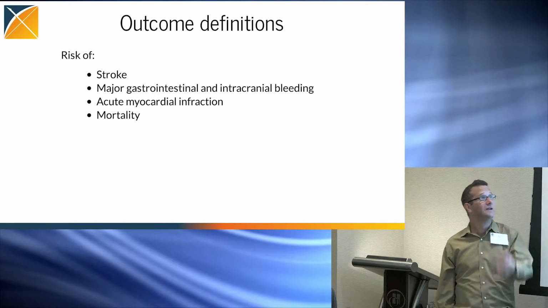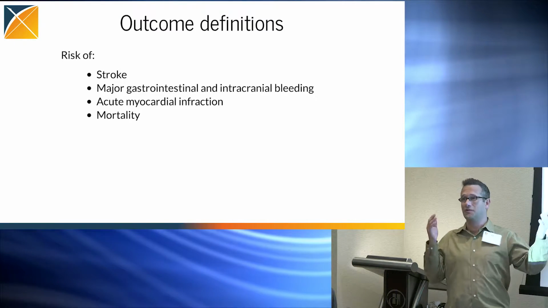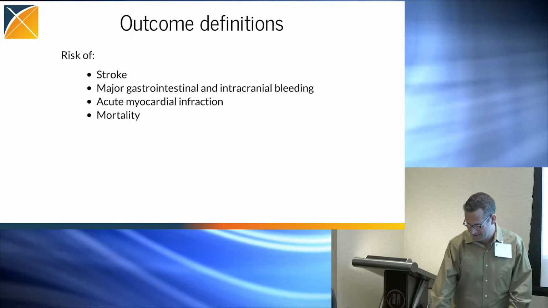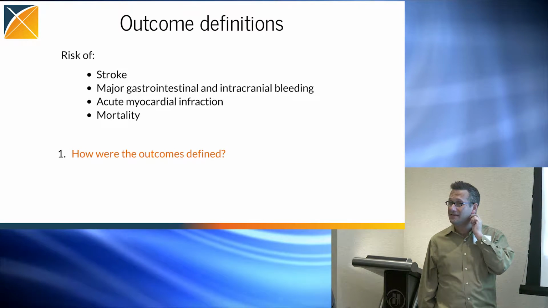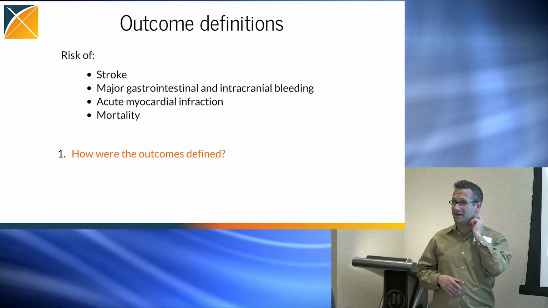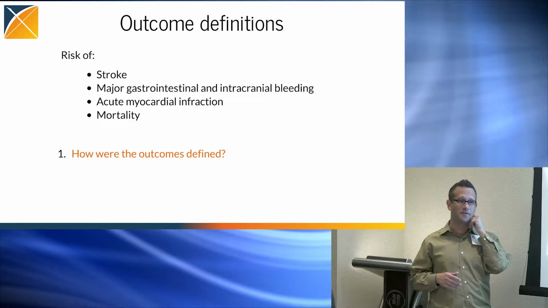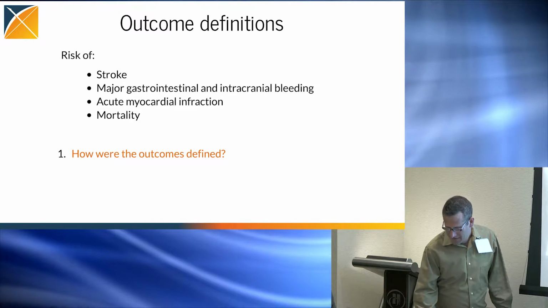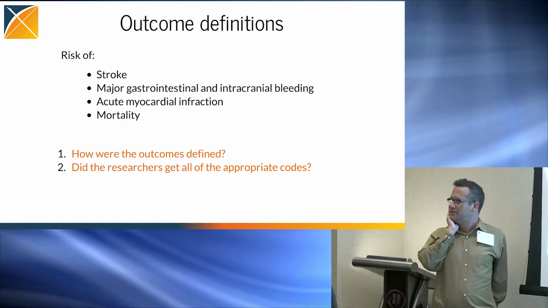The outcome, of course, they're looking at the risk of 4 outcomes. I don't know, let's assume stroke is the one that they're really interested in. How are these outcomes defined? Yeah, so now they gave a whole bunch of ICD-9 codes, right? And assume that we know what to do with ICD-9 codes. Most everyone in this room does, except for me. But is that a good list?